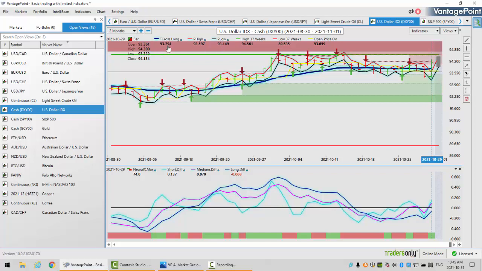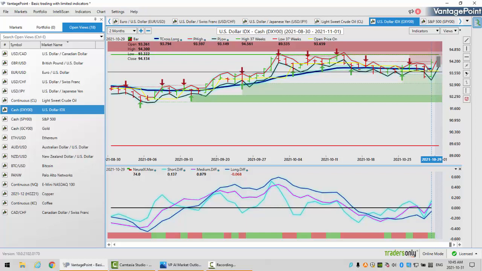That will also be approximately, if we look at our weekly opening price, what that's going to be next week is approximately 94.13. So the stage is set for a potential bullish move on the dollar. That's what we'll be watching out for. But again, I would like to see the market hold above 94.13, and more specifically above 93.79, which of course is our T cross long.